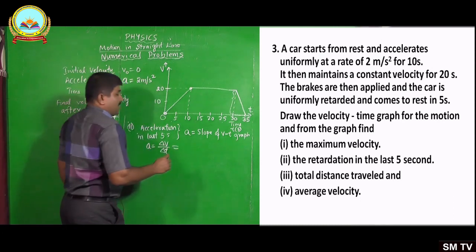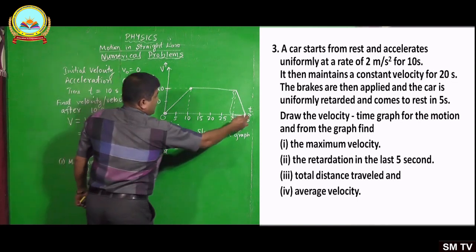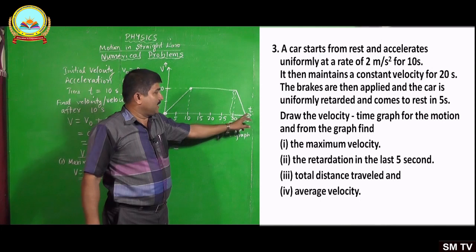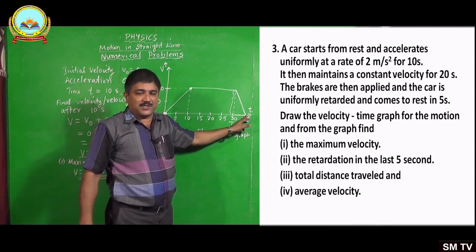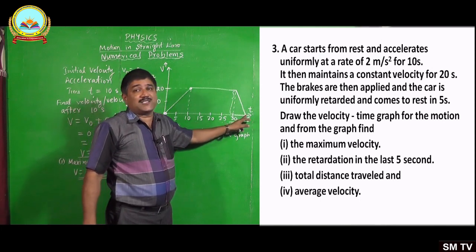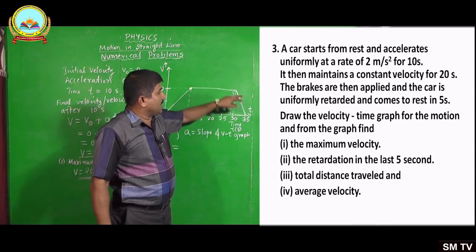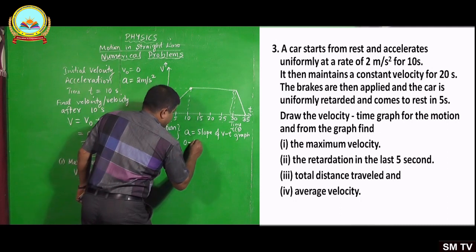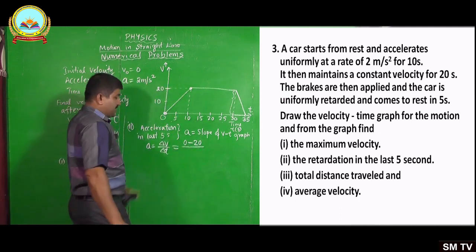So that is the change in velocity. Say the final velocity is 0. It is stopped at the end. It is stopped, brought to rest, means it is completely stopped. So velocity will be 0. So here 0, and at this point velocity 20. So 0 minus 20 divided by change in time.